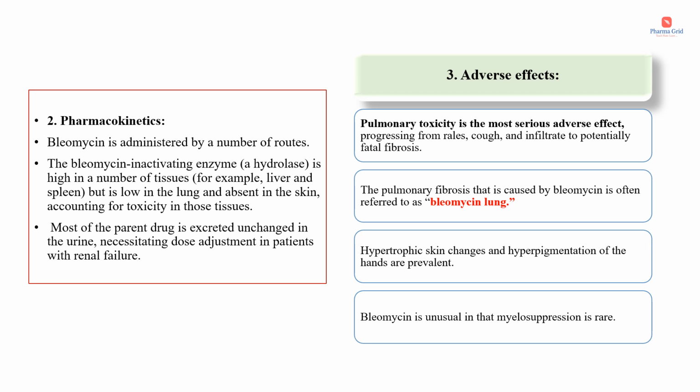So the specific adverse effect associated with doxorubicin is cardiotoxicity, and the specific adverse effect associated with bleomycin is pulmonary toxicity. Okay, and the pulmonary fibrosis that is caused by bleomycin is often referred to as bleomycin lung.